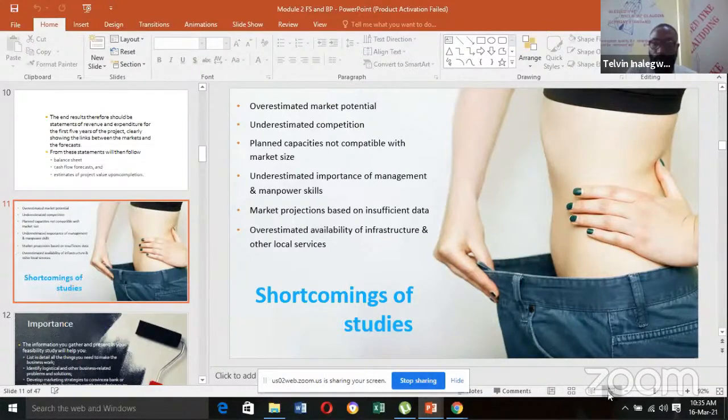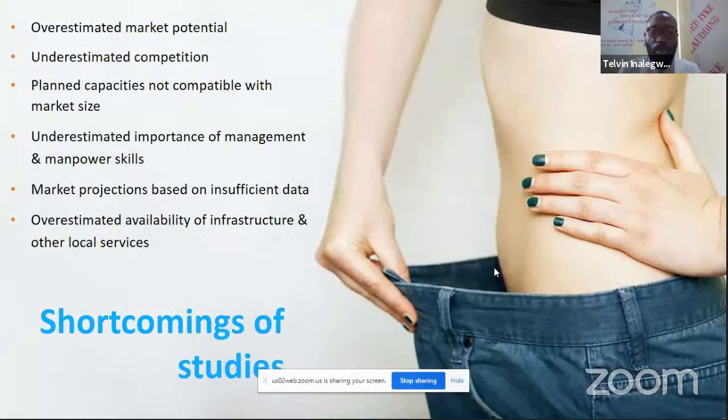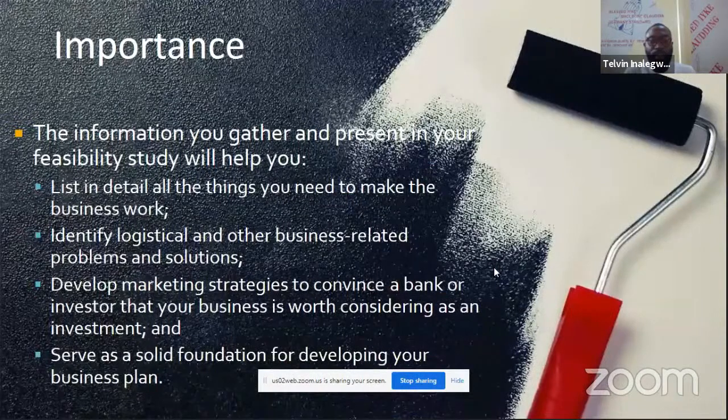So we have seen the shortcomings of studies. Now let's look at the feasibility study. When you do your feasibility study, the information you gather and present will help you list in detail all the things you need to make the business work. Just like we said, a feasibility study is an analysis of the viability of a business.